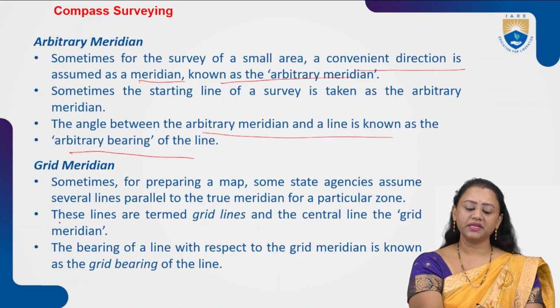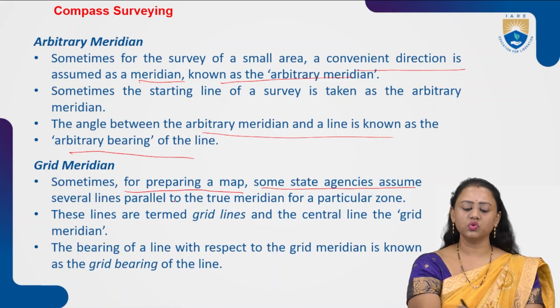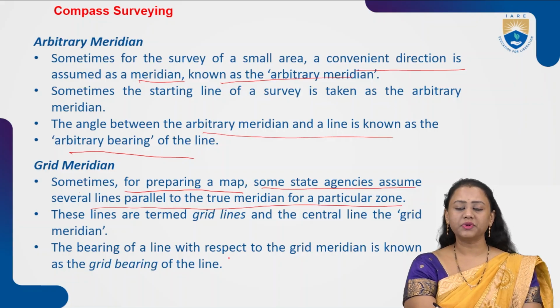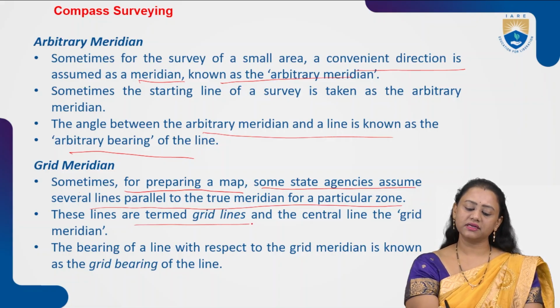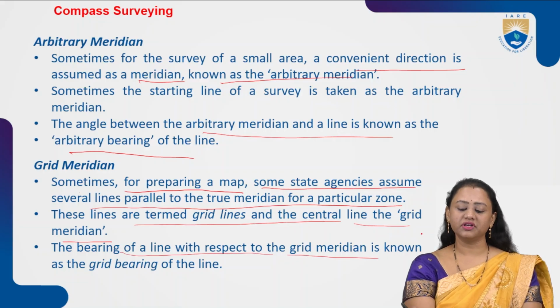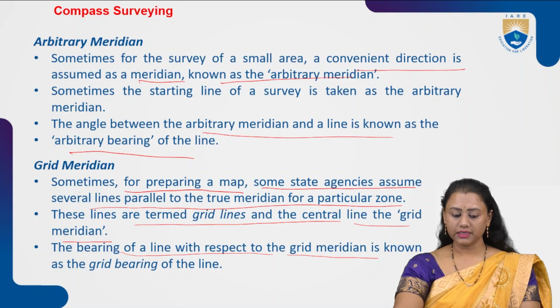Similarly, there is a grid meridian. For preparing a map, some state agencies assume several lines parallel to the true meridian for a particular zone. These lines are termed as grid lines, and the central line of the grid is called a grid meridian. So the bearing of a line with respect to the grid meridian is known as the grid bearing of the line.